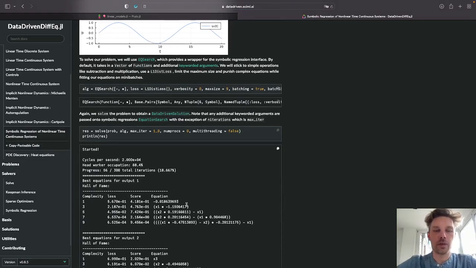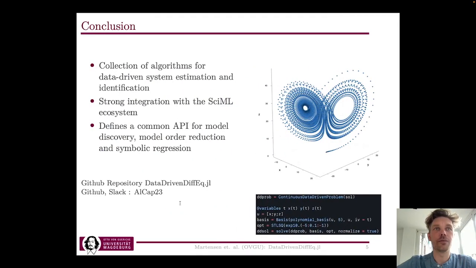And pull requests are always welcome, and of course feel free to write me an email or a DM on the Slack. And in the future we will most likely restructure the package a bit and divide it up into several sub-packages similar to Optimization.jl, and also provide more algorithms. For example, deep symbolic regression, which uses recurrent neural networks to learn the equation tree, the underlying expression tree.